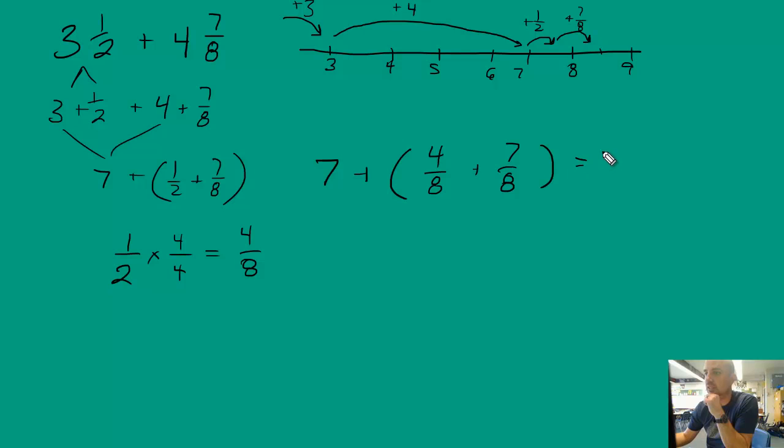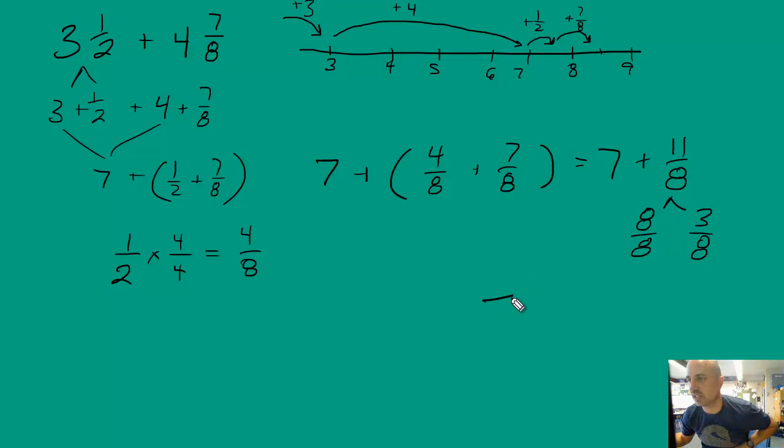So that's going to equal 7 plus 11/8. 11/8 is 8/8 plus 3/8. So when I do that, I'm going to bust this down into 7 plus my 1 plus 3/8. That's going to be 8 and 3/8. And I was right. It falls somewhere between 8 and 9. So my original estimation was correct, and that makes me feel good about myself when I do that.